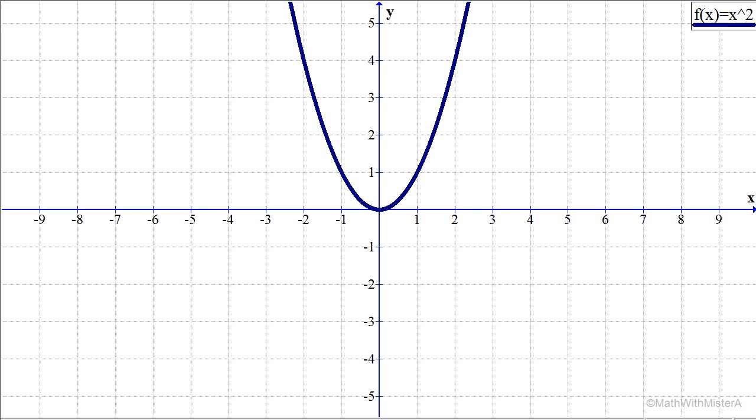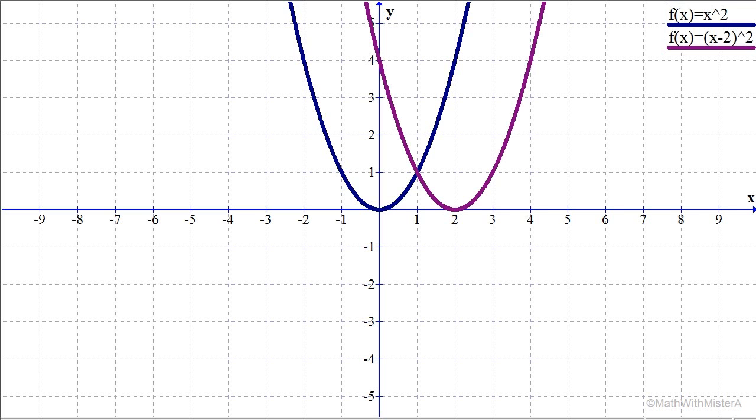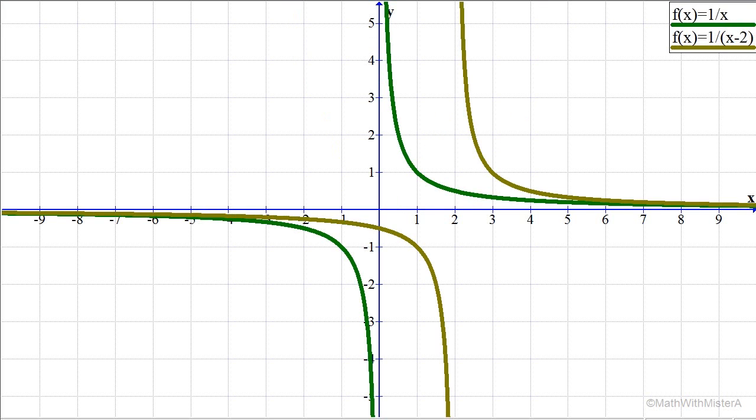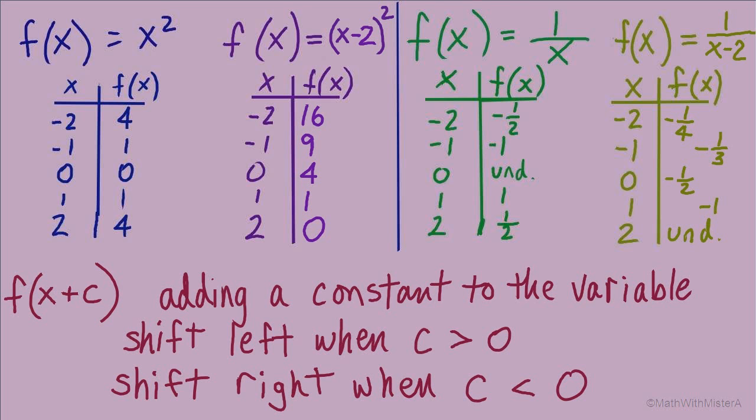So let's look at the graphs. Our base function x squared, and here is (x - 2) squared. Every point shifted to the right 2 units. Here's the base reciprocal function, and 1 over x minus 2, every point has been shifted to the right 2 units. We can sum this up by saying that we're shifting to the right when c is less than 0. When we see x minus a number, we're shifting our graph to the right.